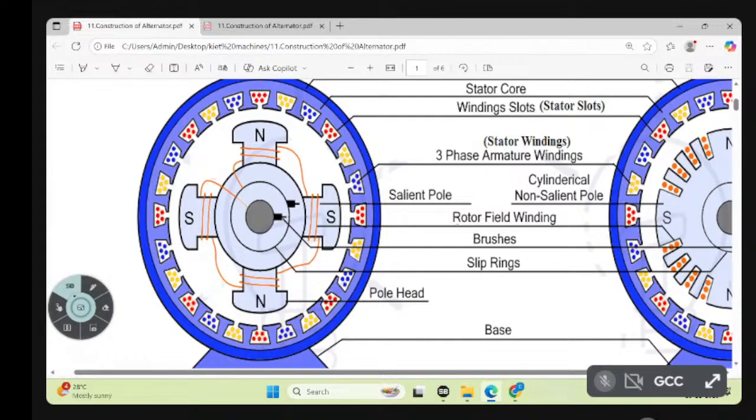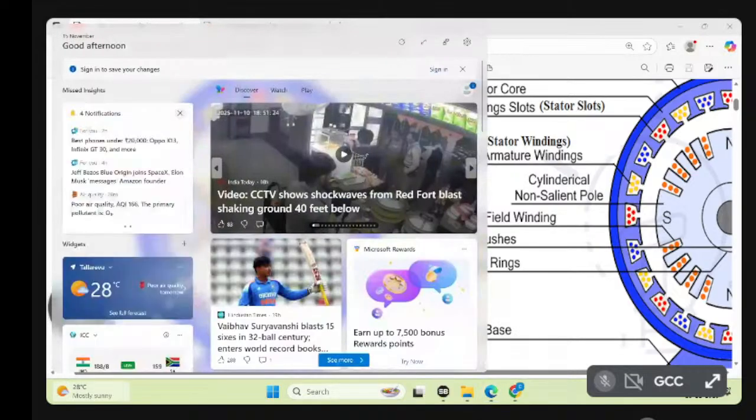The conductor is stationary. What is moving here? The field is moving. Either the conductor has to move or the field has to move. So here the field is moving. So what happens when the field is moving? North will deliver the flux, south will absorb the flux.